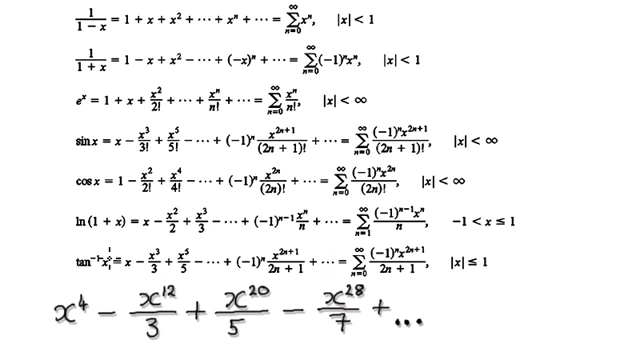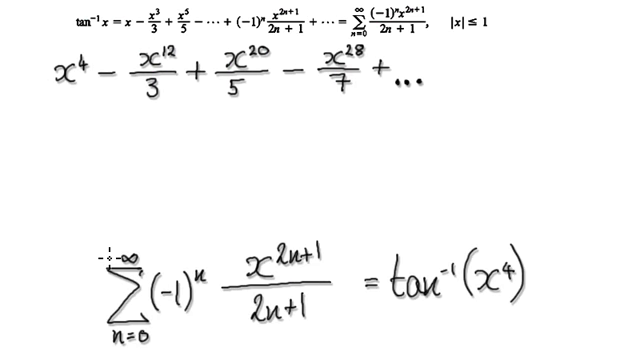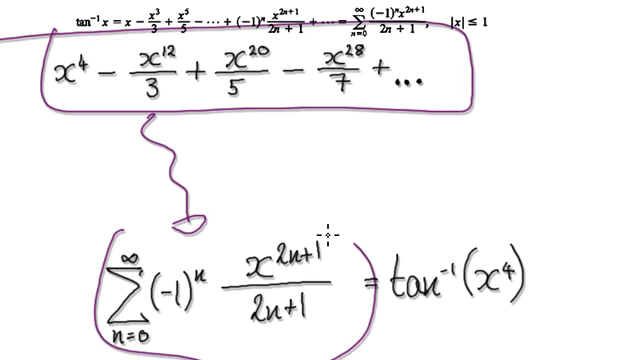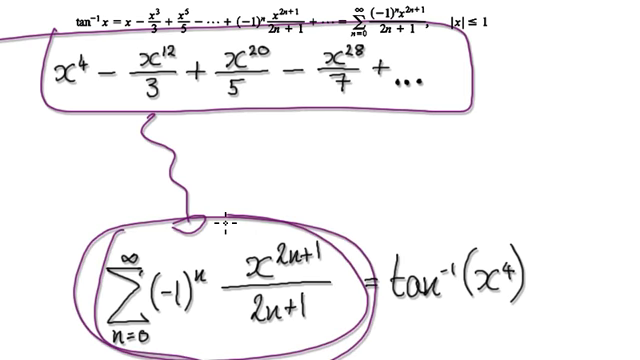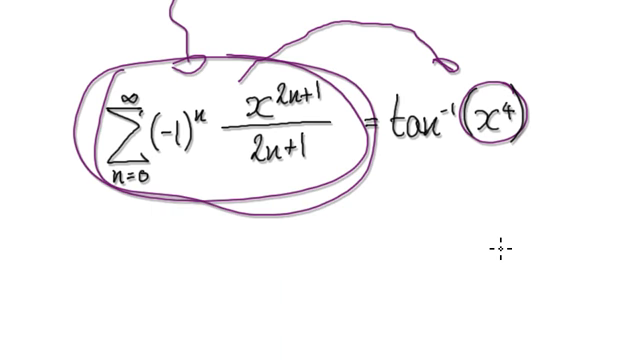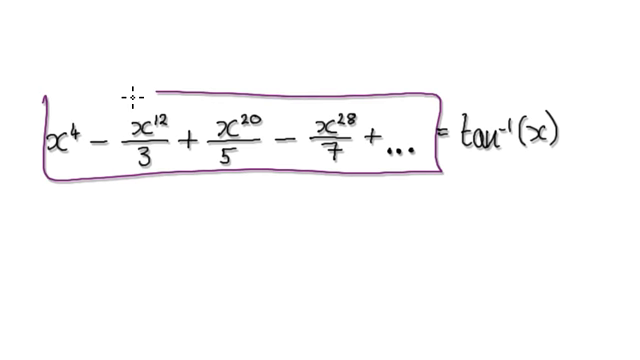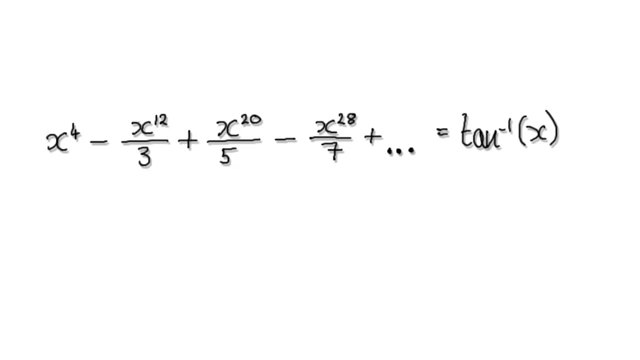Okay, so with this series, hopefully you can jump from here to here, and then when you get to this stage here, look at the table, and that will take you to inverse tan of x to the power of 4. So this series here represents inverse tan of x to the power of 4. I made a mistake here, sorry.